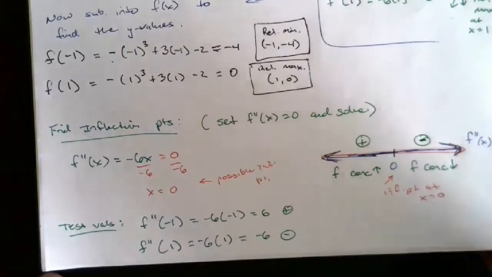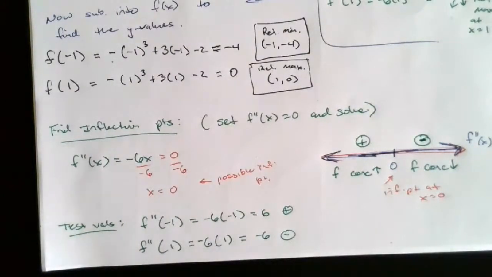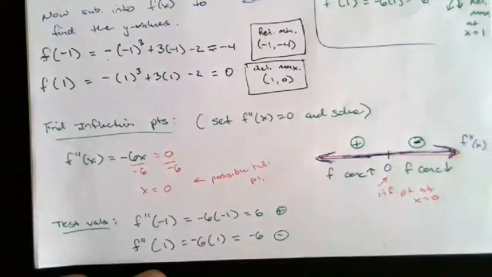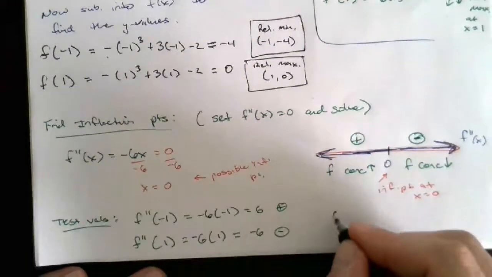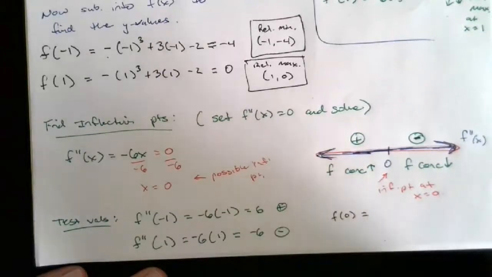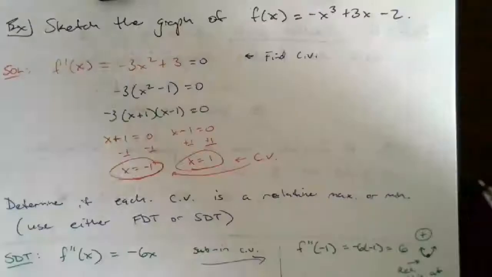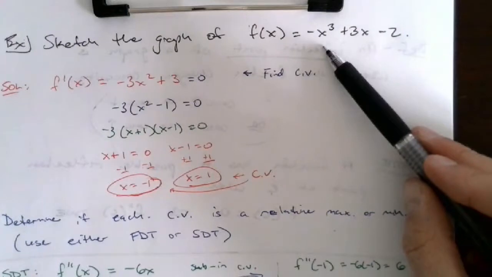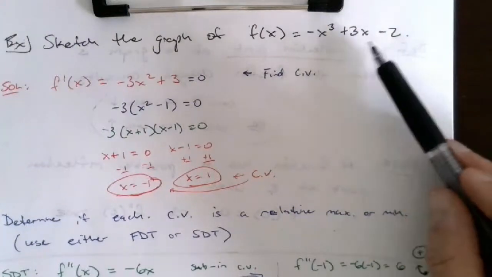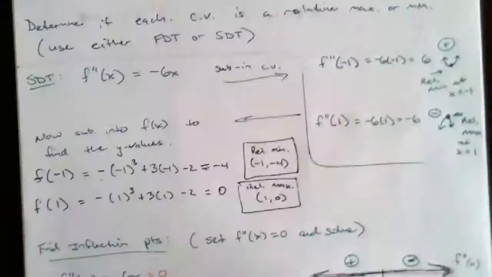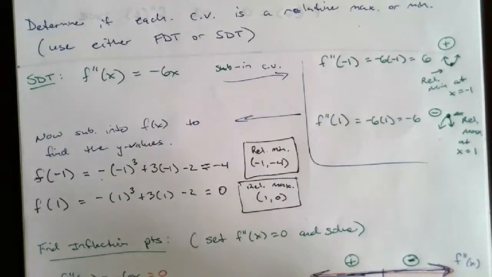at x equals 0. And what do you want to do? You want to find the y value that goes with that. The y value that goes with it, you would say, let's find f of 0. Substituting that into our original function here, you can see it's going to be negative 0 to the third. It'll just be 0 plus 3 times 0 is 0 minus 2. So f of 0 equals negative 2. Just subbing x equals 0 in the original function. So the ordered pair, and this will be the inflection point, is 0, comma, negative 2.